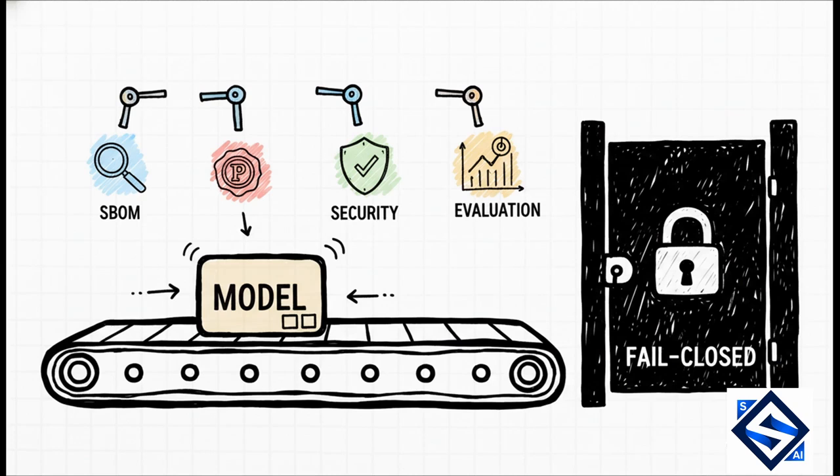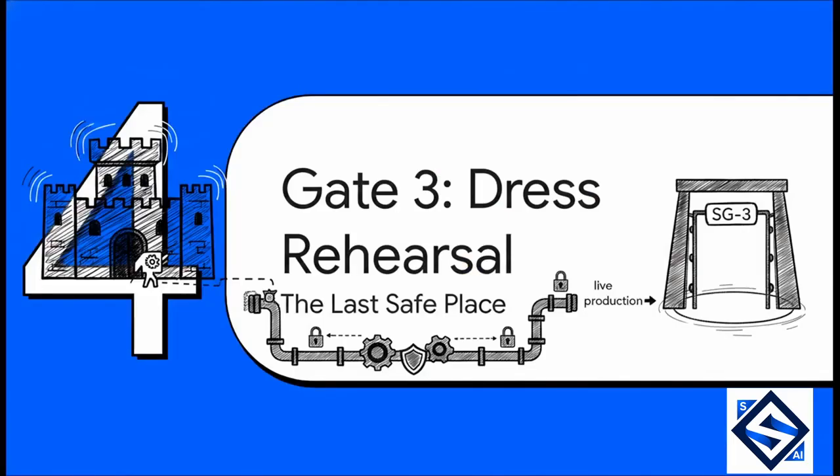And of course, the whole shebang. The model itself must meet predefined mathematical evaluation thresholds. If any of these automated scanners detect even a slight issue, boom, the fail-closed perimeter slams shut. Next up, part 4, Gate 3, the dress rehearsal.